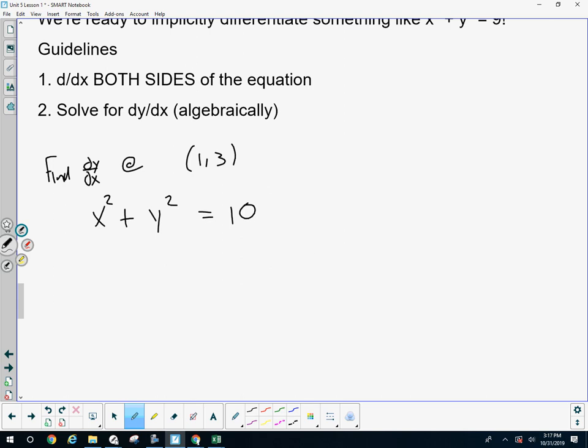1, 3. So since I changed this 9 to a 10, 1, 3 is a point on this circle. We can take the derivative, we can find what dy/dx is equal to, and then we can plug in 1, 3. And then we could even write an equation of a tangent line. So let's do that.